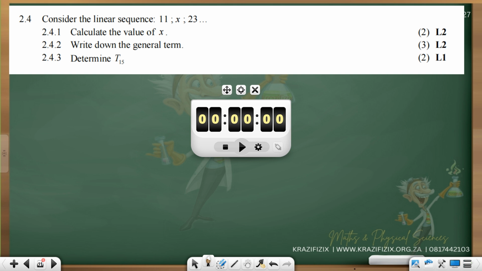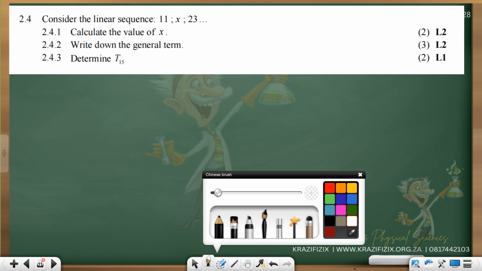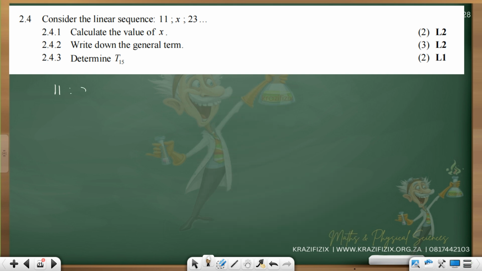Okay, we're marking now, quickly. It's a linear sequence, and you should remember how to do this from your grade 11. So what do we know? First one says we should look for the value of x. What is your difference? Okay, we know that T2 minus T1.